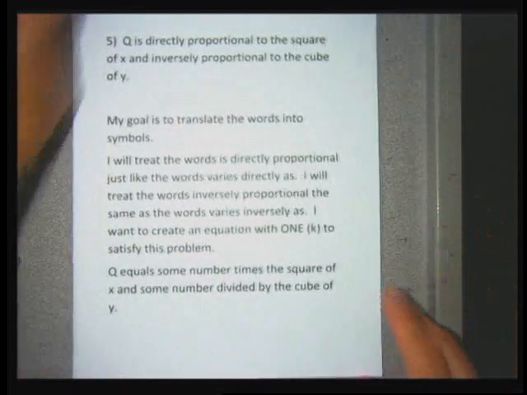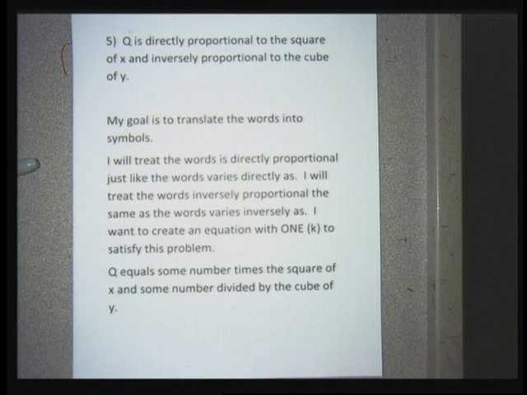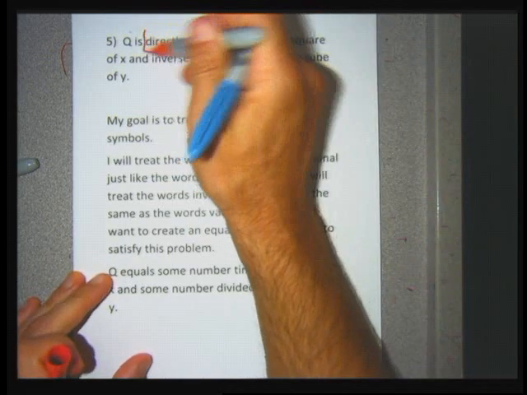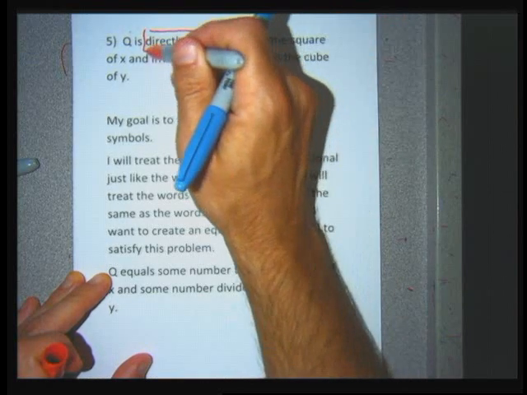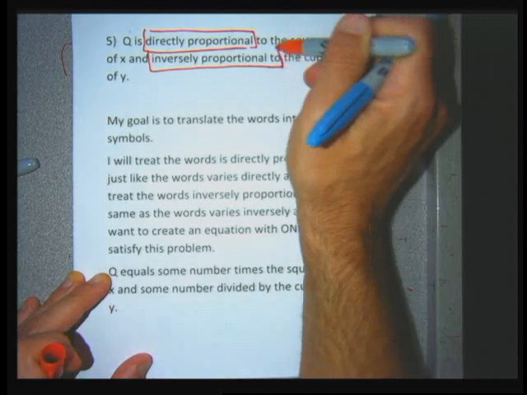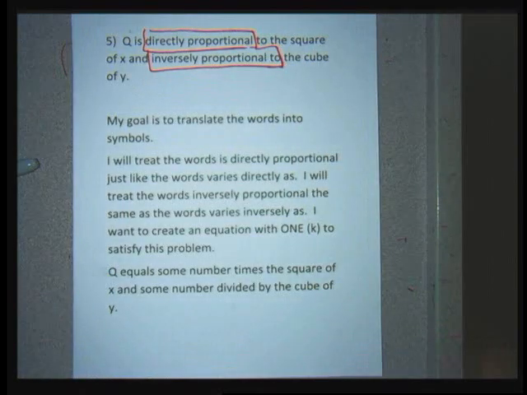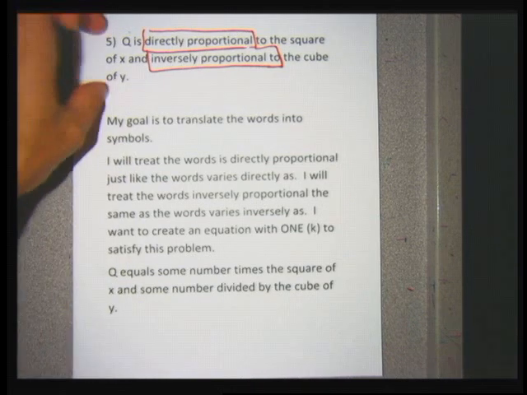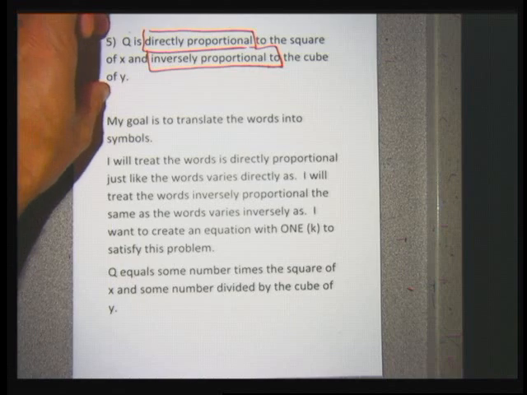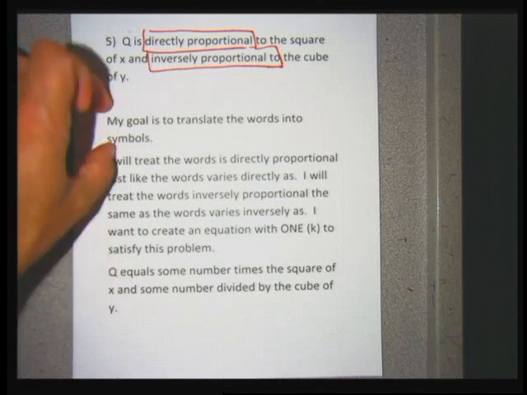Problem 5 is odd because it has 2 of the words combined into one problem. As I read this problem, it says q is directly proportional to the square of x and inversely proportional to the cube of y. It feels like I need 2 k's, 1 k for the directly proportional, 1 k for the inversely proportional. My goal is to somehow make an equation out of this statement that only has 1 k.